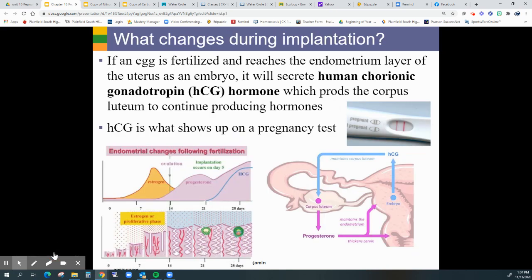Changes during implantation. If the fertilized egg does reach the endometrium, it will start to secrete this hormone that I was just mentioning a little bit ago, called HCG, the human chorionic gonadotropic hormone. This is what keeps that endometrium viable during the entire pregnancy. This is also the hormone that they are looking for when they do a pregnancy test. If it's present, then we know that we have a woman who is pregnant.